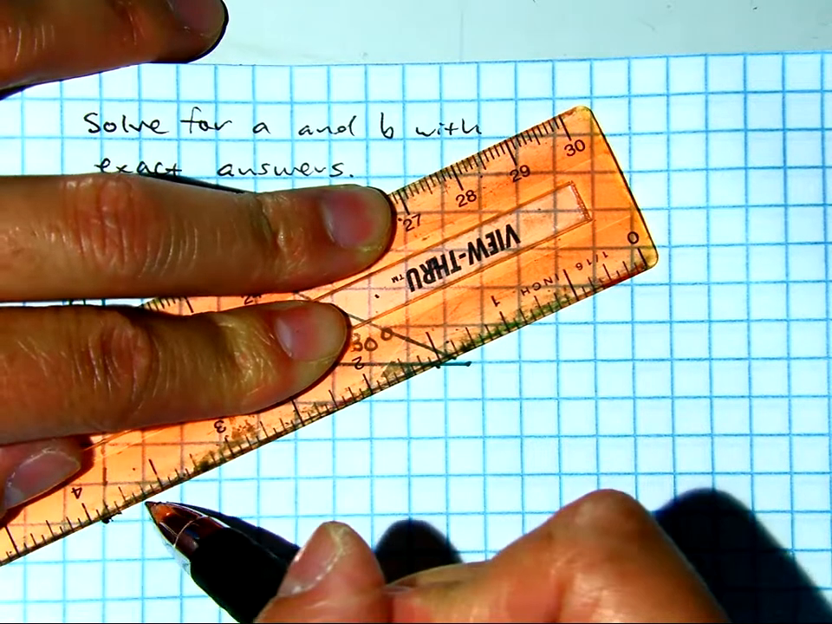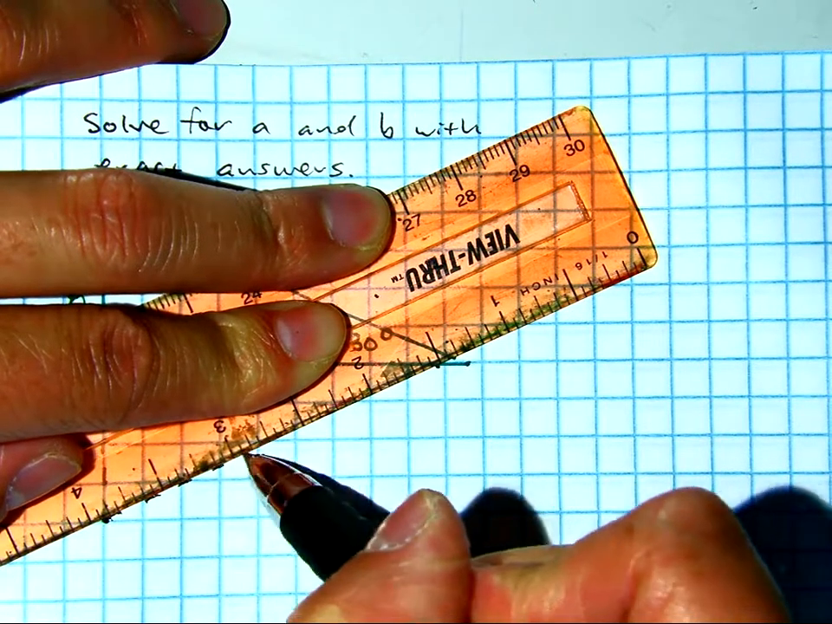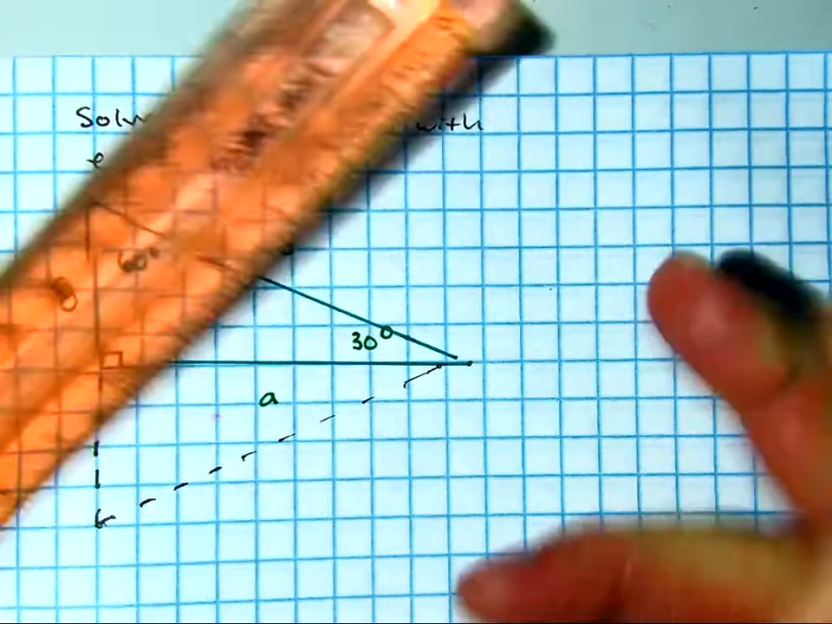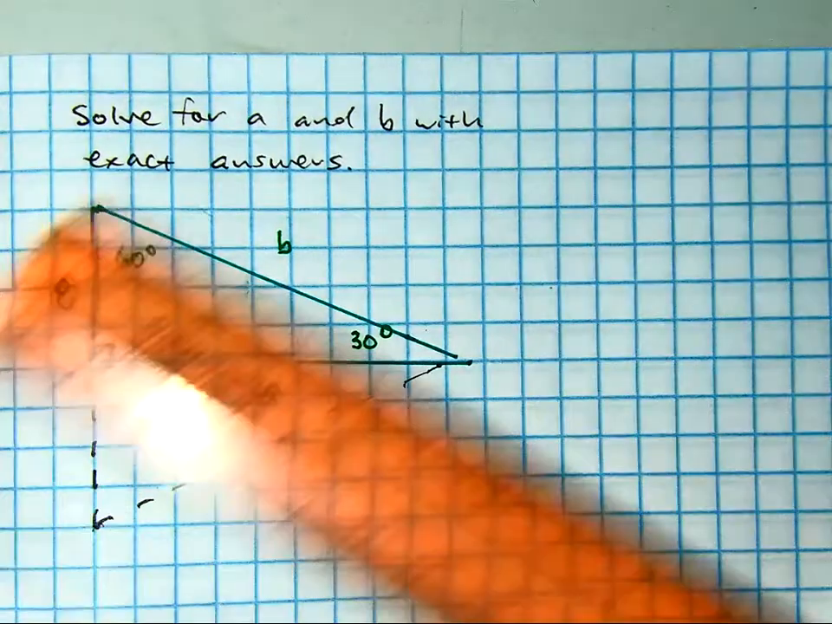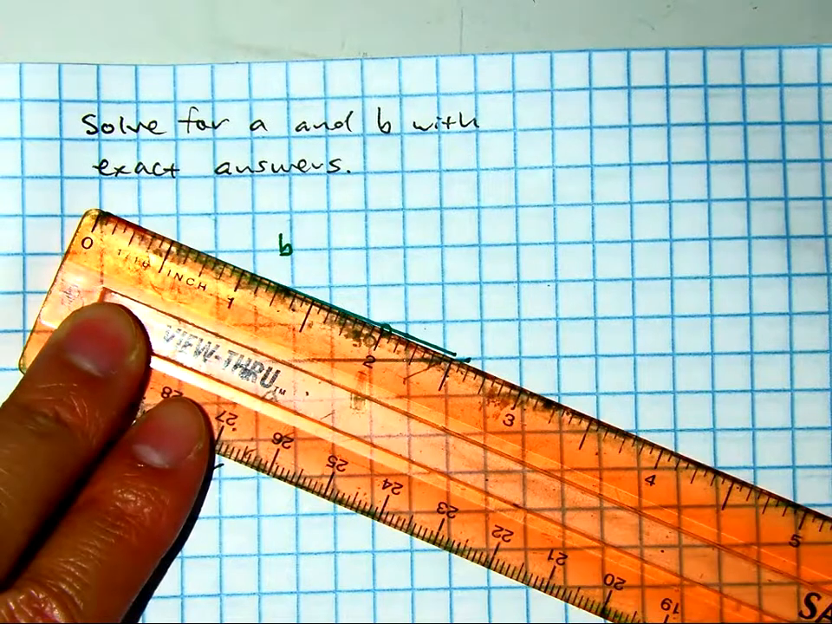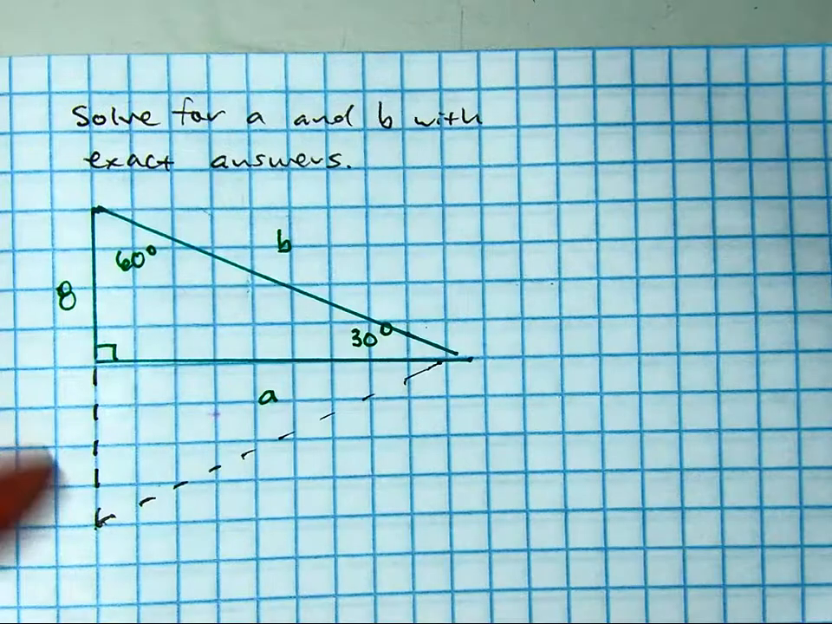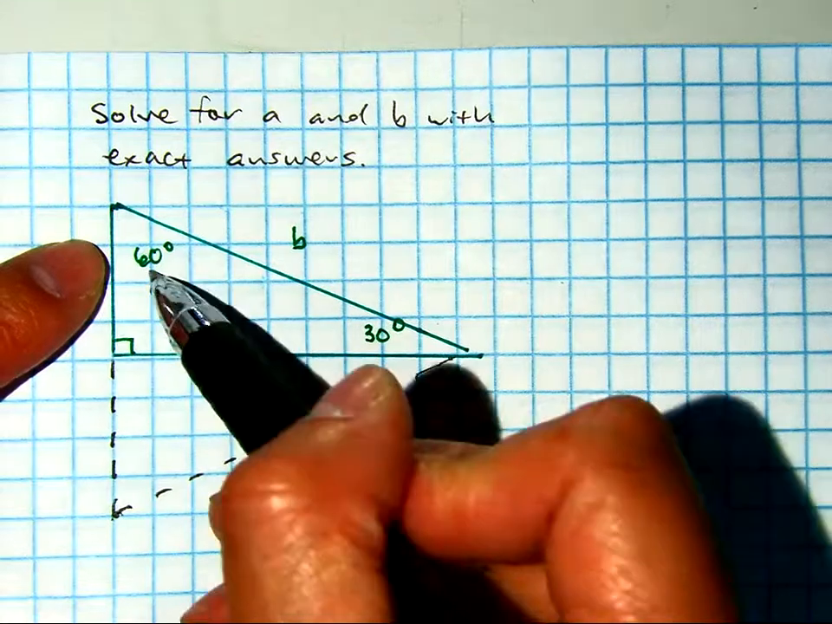Because if it was supposed to be equilateral, I mean it's like what? 2 inches. I don't have 2 inches. It's like 2.5. I'm off. Okay, so this would be how many degrees? 60. This one has to be 30.